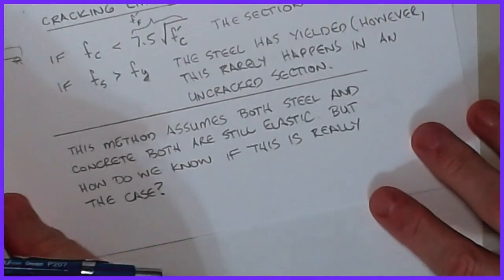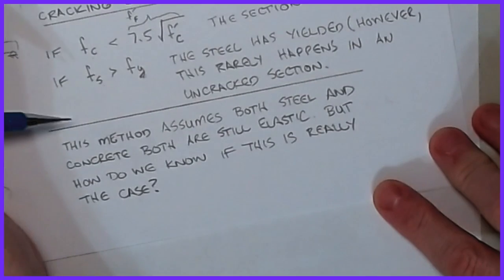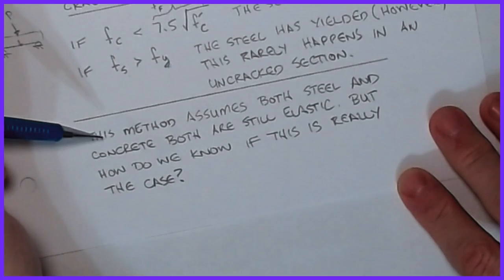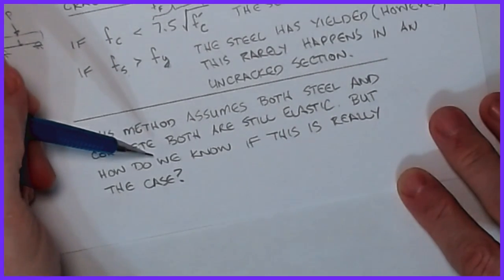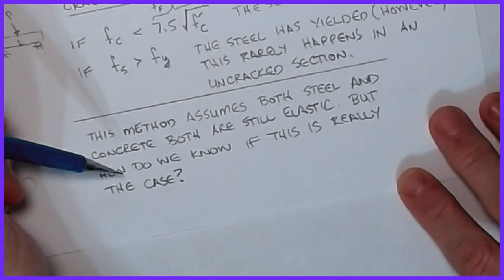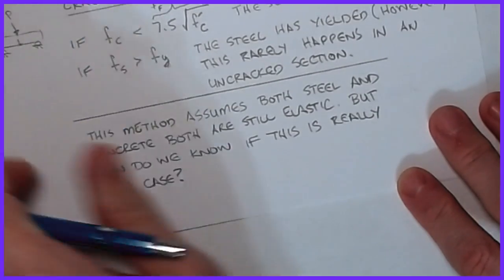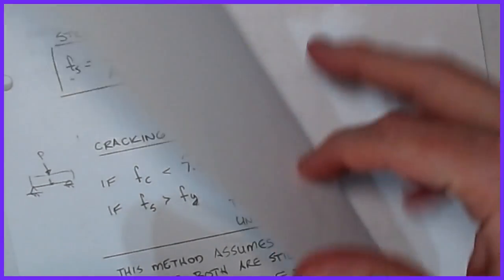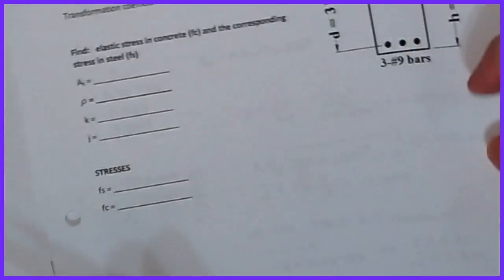Now, some of the assumptions that we have to remember is that this method that I've showed you basically assumes that both steel and concrete are still elastic, but then again, how do we really know if this is the case? That's kind of the question that will lead us into our next video.